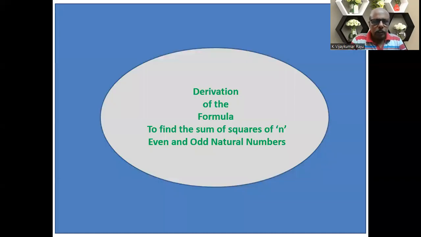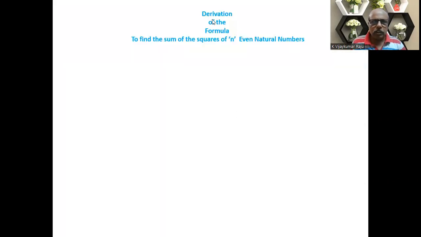Hi, in this video, I am going to derive the formula to find the sum of the squares of even and odd n natural numbers. So, let's derive the formula and see. First, the derivation of the formula to find the sum of the squares of n even natural numbers. Now, let us see.